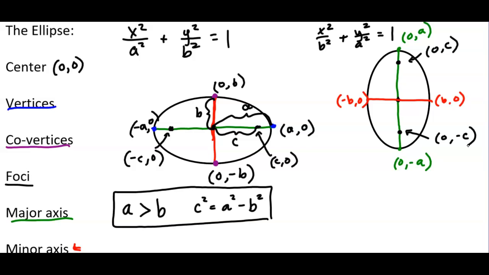The box, though, stays the same for both ellipses, whichever way it's oriented. It's a pancake or an egg shape, I call it. a is greater than b, and c squared is equal to a squared minus b squared. Okay. So that's information about the ellipse. Now we're going to show you an example.